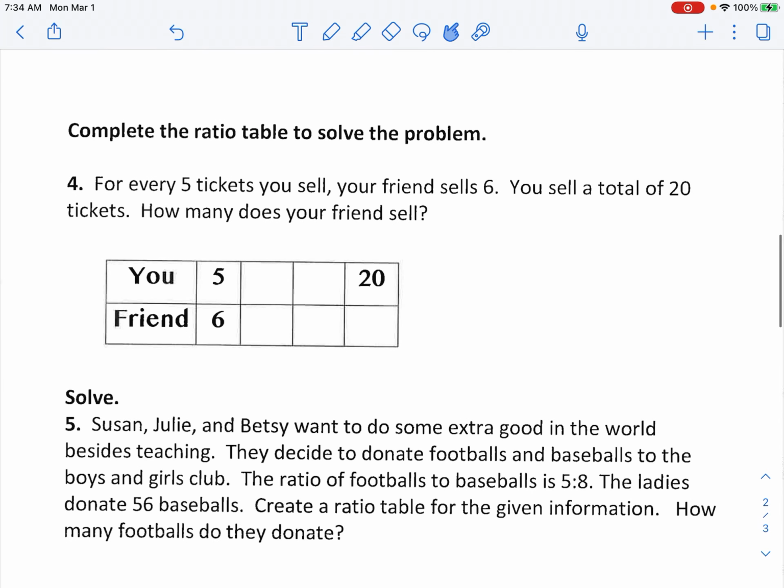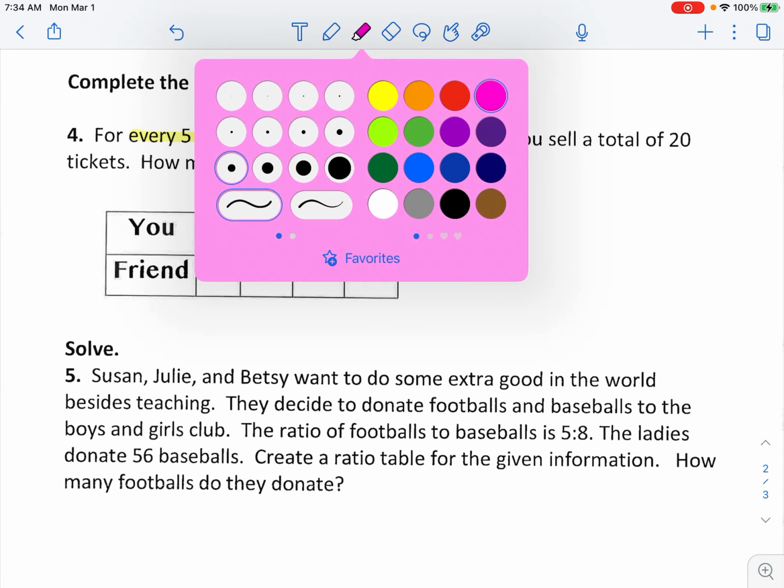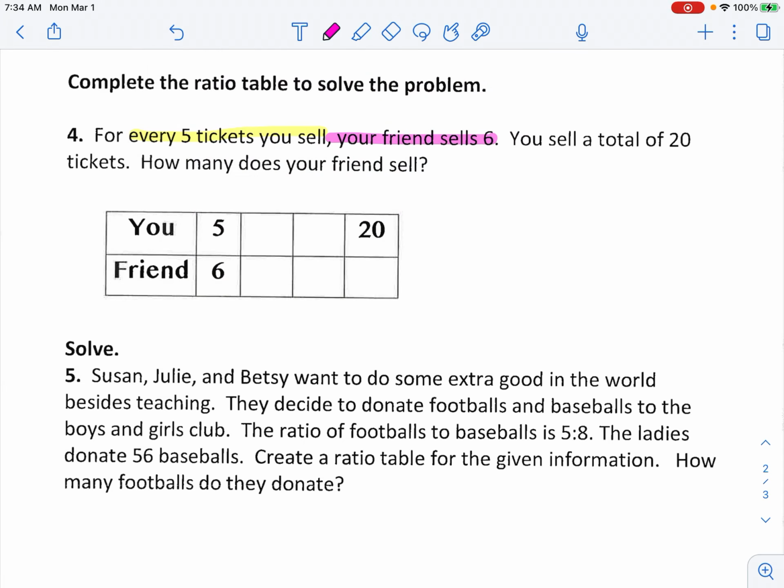All right, moving on to the last page of notes. Complete the ratio table to solve the problem. For every 5 tickets that you sell, your friend sells 6. You sell a total of 20 tickets. How many does your friend sell? Let's read that again. That was a lot of information. For every 5 tickets that you sell, your friend sells 6. You sell a total of 20 tickets. How many does your friend sell?